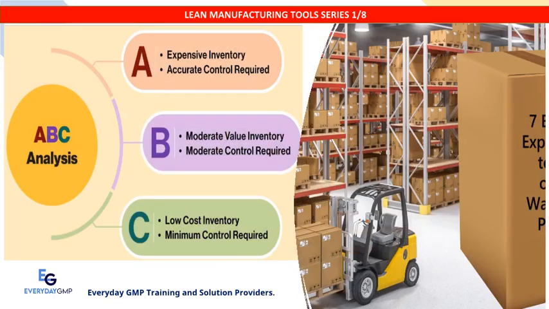Number 1 is A. Expensive inventory, accurate control required. Number 2 is B. Moderate value inventory, moderate controls required. Number 3 is C. Low cost inventory, minimum controls required.